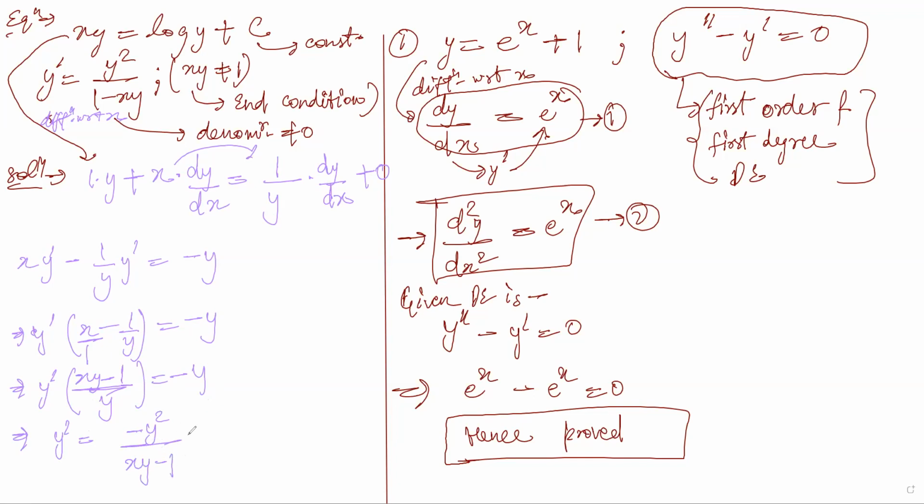Correct, Hadia. So we can take this minus in the denominator. This will be y square upon 1 minus xy, which is the given differential equation. So this will be the easier part.